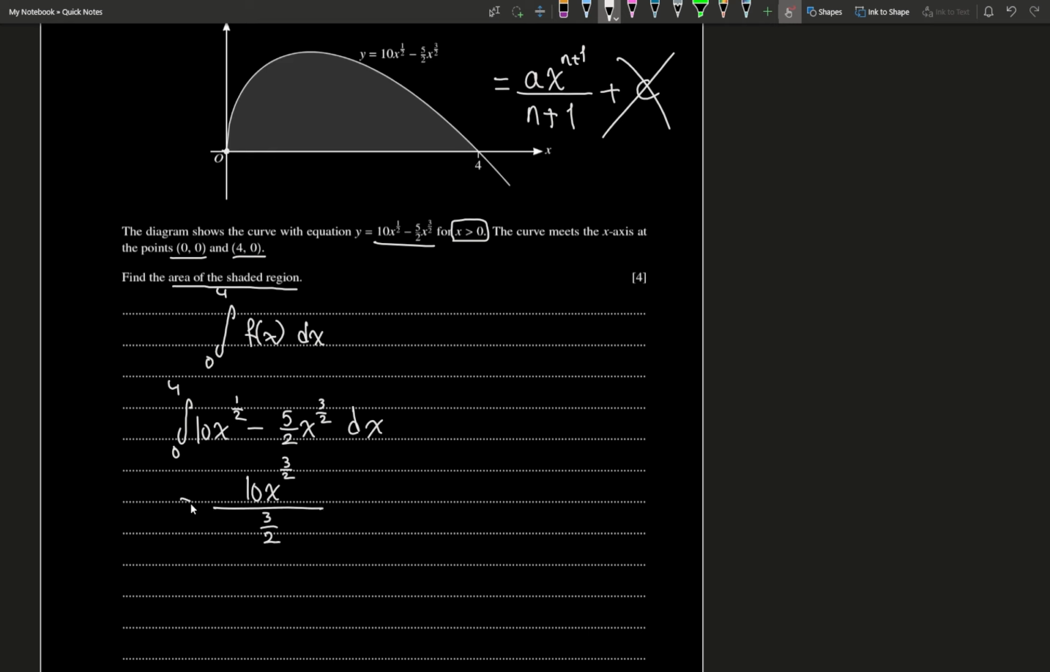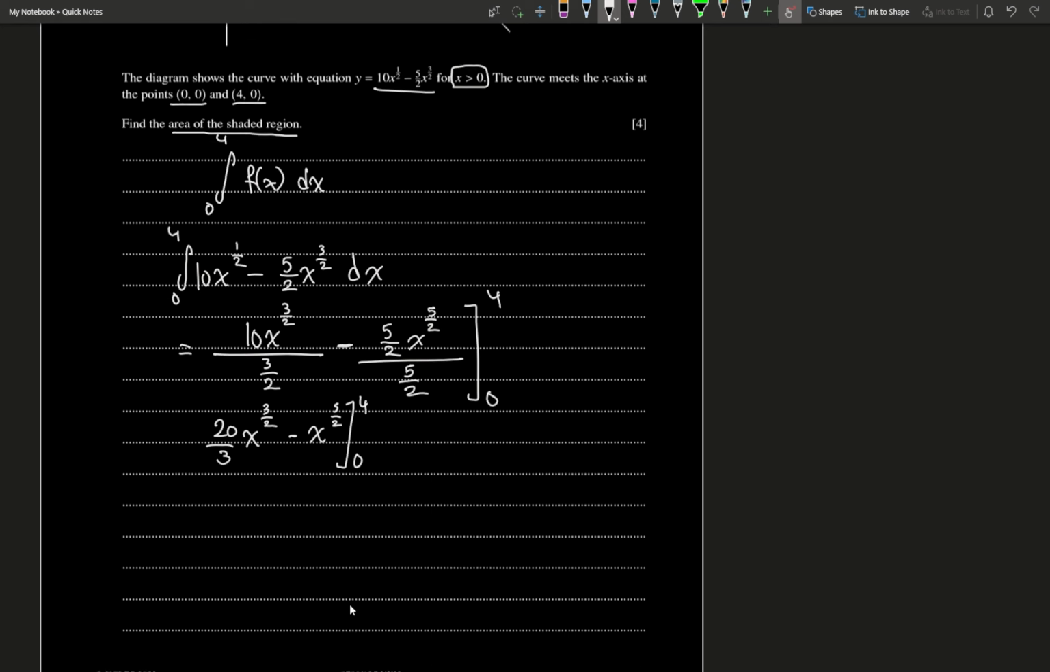This is equal to this. Then minus 5 over 2 x to the power of 3 over 2 plus 1, which is 5 over 2, divided by 5 over 2, where our limits are 4 and 0. Okay, 10 divided by 3 over 2 is equal to 20 over 3 x raised to the power of 3 over 2, minus 5 over 2 divided by 5 over 2, which is simply 1, minus x raised to the power of 5 over 2, and the limits are 4 and 0.